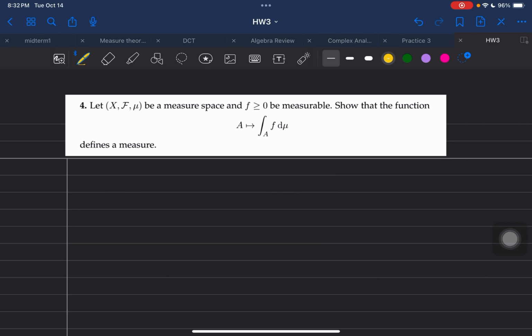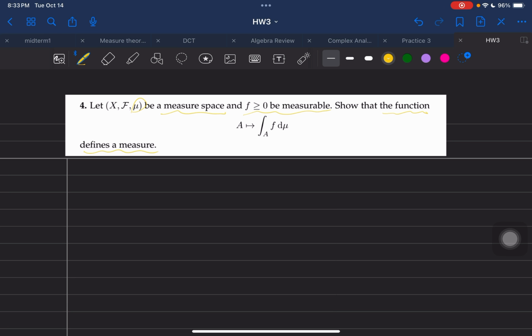Hi everyone, in this video I'm gonna explain how to solve this problem. The problem asks us to show the function defines a measure. So first notice we're dealing with a bunch of non-negative measurable functions and we have a measure space. We have a measure mu and some sigma algebra. So essentially we have a collection of measurable sets.